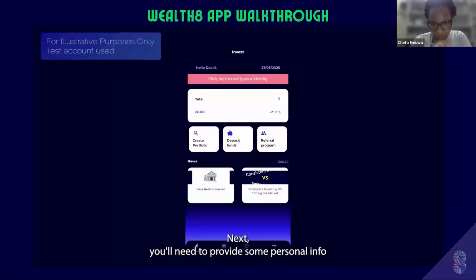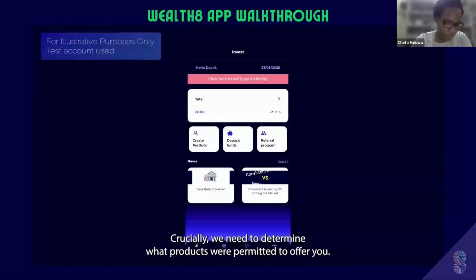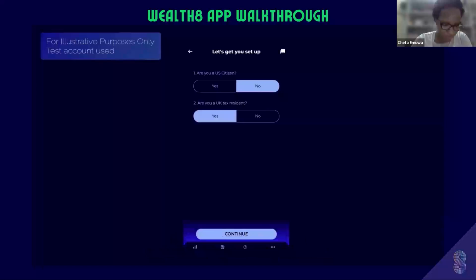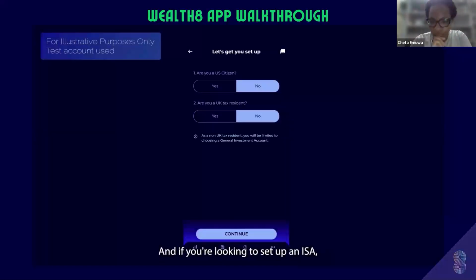Next, you'll need to provide some personal info, as is standard when using a digital investment service. It's strictly what's necessary. Crucially, we need to determine what products we're permitted to offer you. And if you're looking to set up an ISA, you'll need to be a UK tax resident.